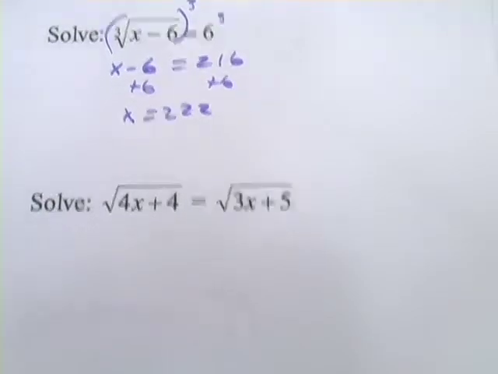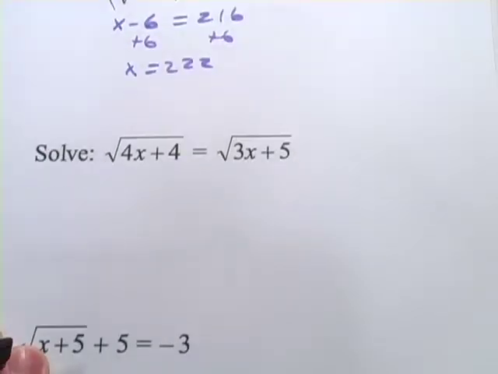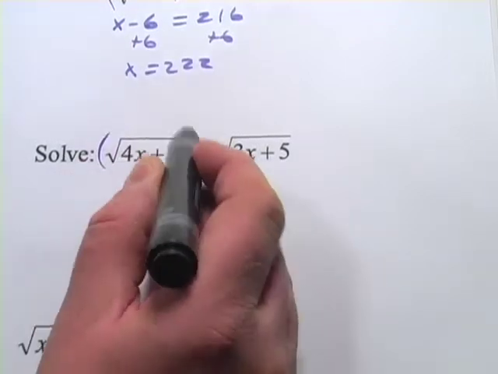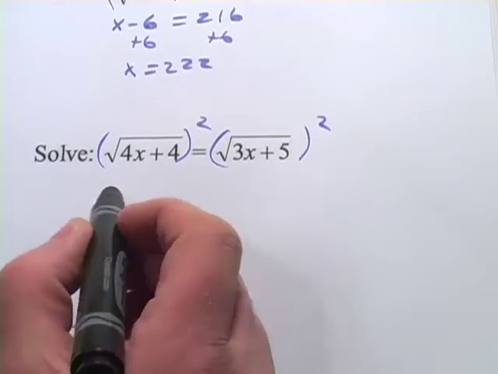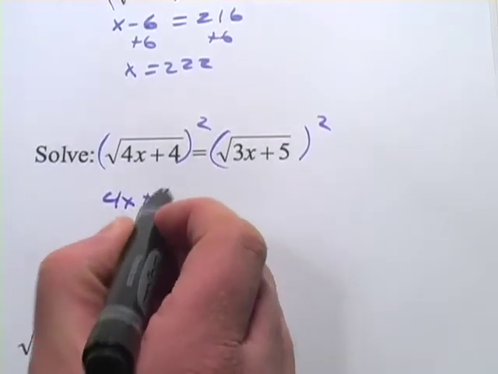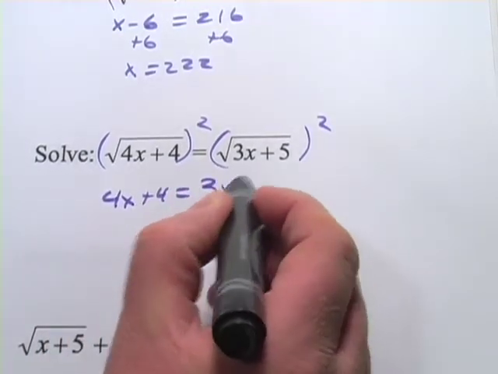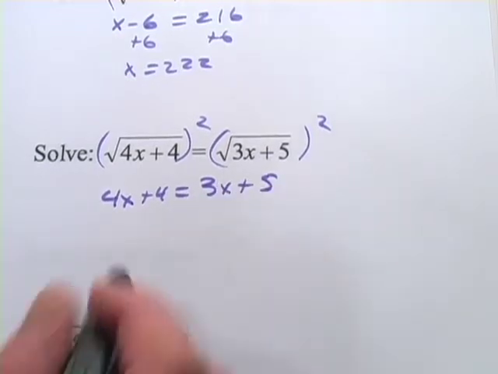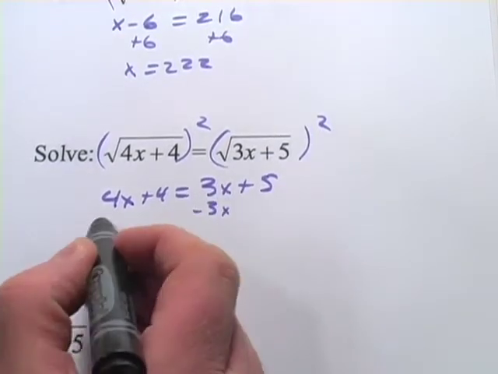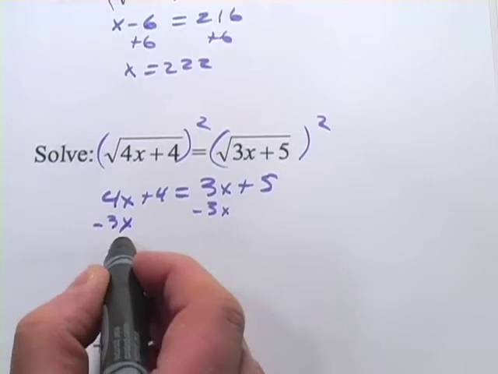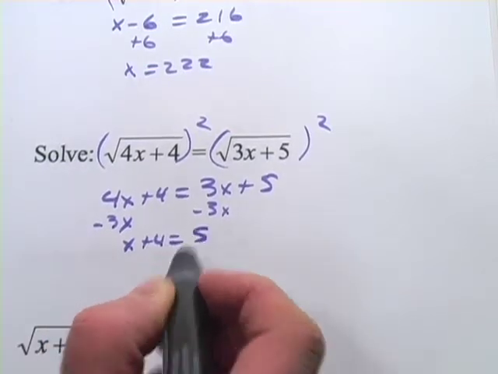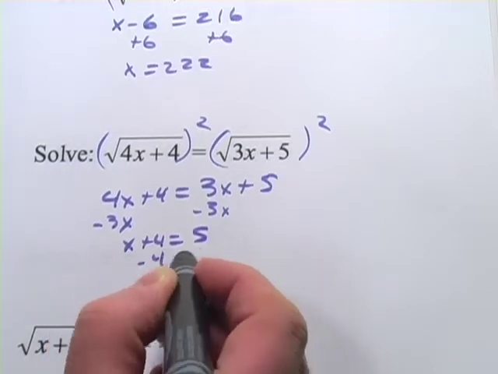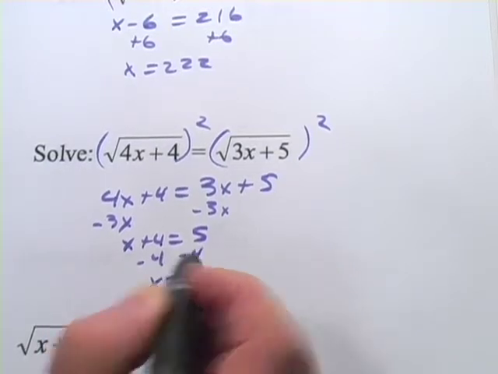Let's take a look at this one. We've got radical signs on both sides. These are square roots, so we're going to undo them by squaring both sides. And that simply becomes 4x plus 4 equals 3x plus 5. You can subtract 3x. We get x plus 4 equals 5. Subtract 4. We get x equals 1.